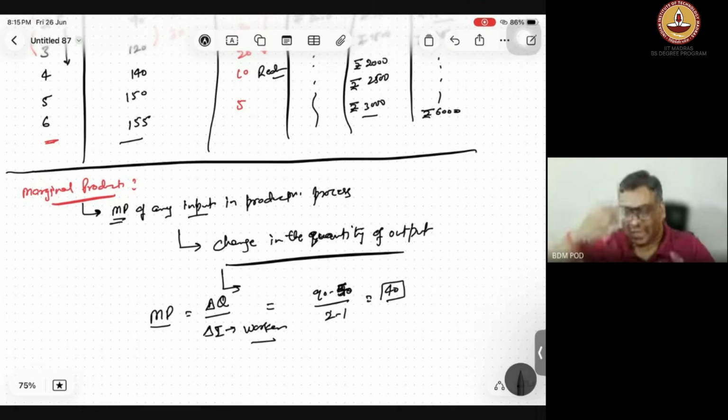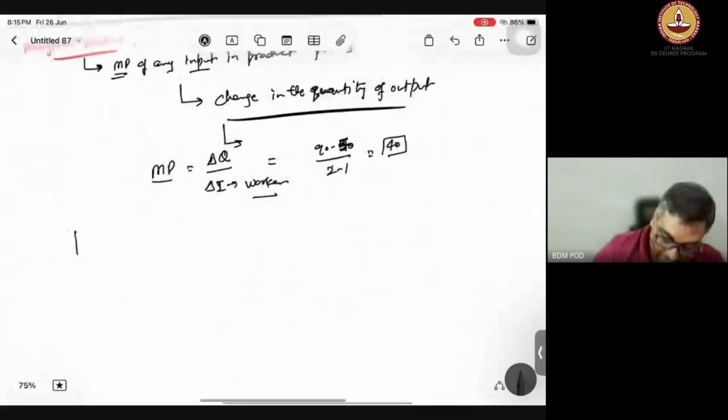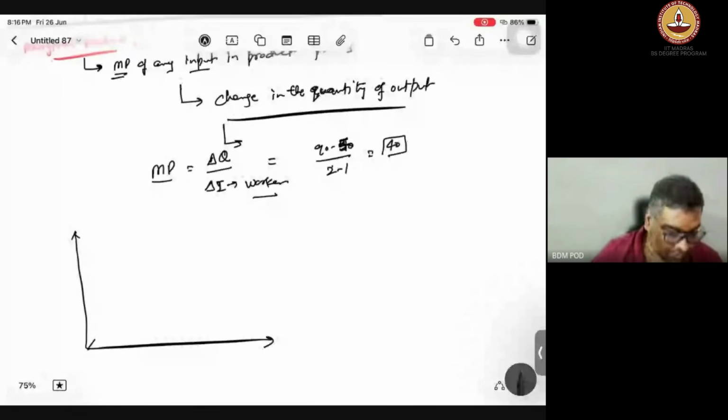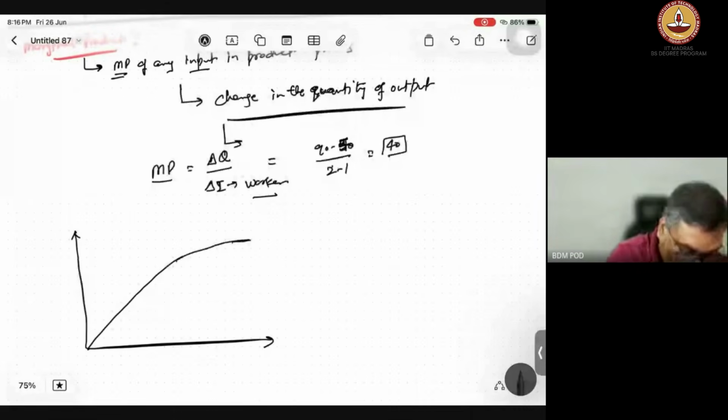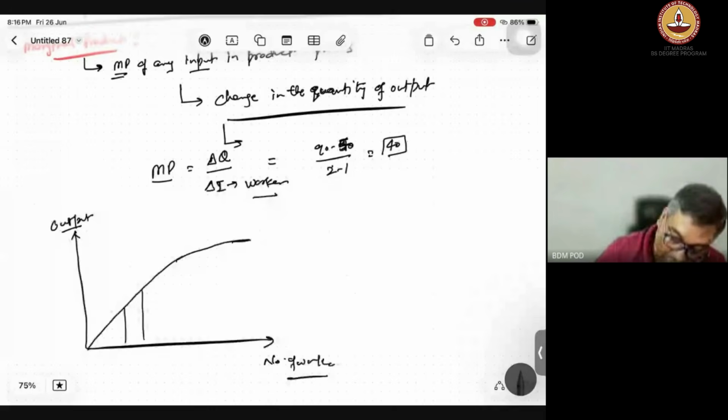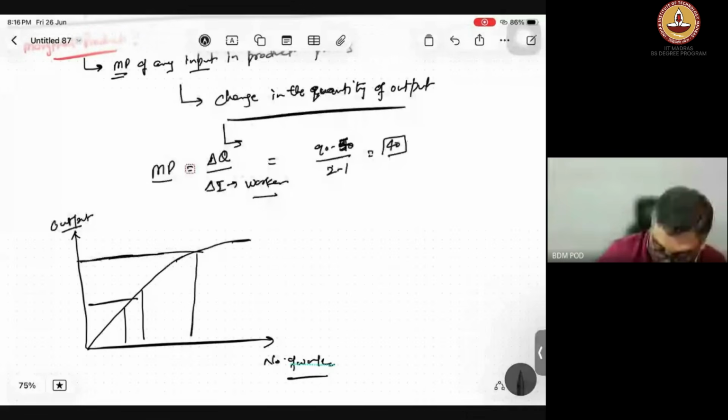Suppose we are plotting the same. If you can see, it is coming like this, and then it becomes constant. This is your output versus number of workers. This is your output, and this is the number of workers. Initially you can see a lot of change happening, but with a higher number of workers there are no major changes in the output, because the workers cannot easily utilize the equipment, which is limited in nature.